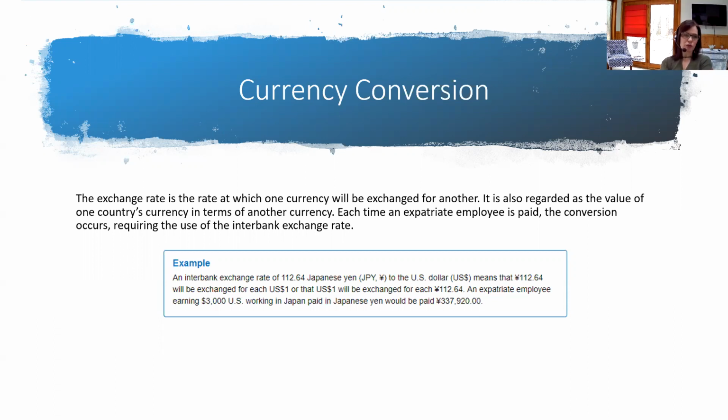It's an interesting example to me because it sounds so much better to be in Japan. An interbank exchange rate of 112.64 Japanese yen to the US dollar means that 112.64 yen will be exchanged for each US dollar, or that $1 US will be exchanged for each 112.64 yen. So an expatriate employee earning 3,000 US dollars working in Japan, paid in Japanese yen, would be paid 337,920 yen. So it just sounds better, it looks better. I want to be paid that much. I know it's the same number.